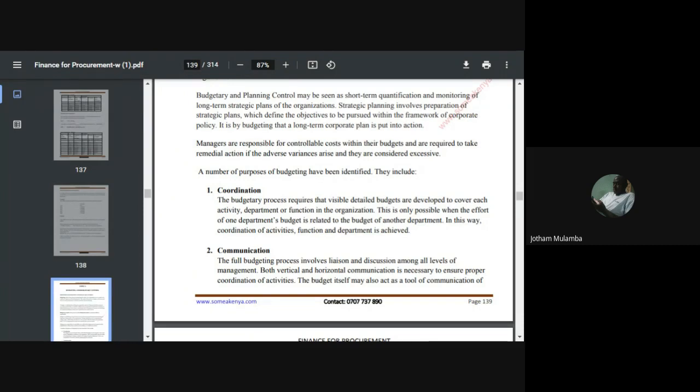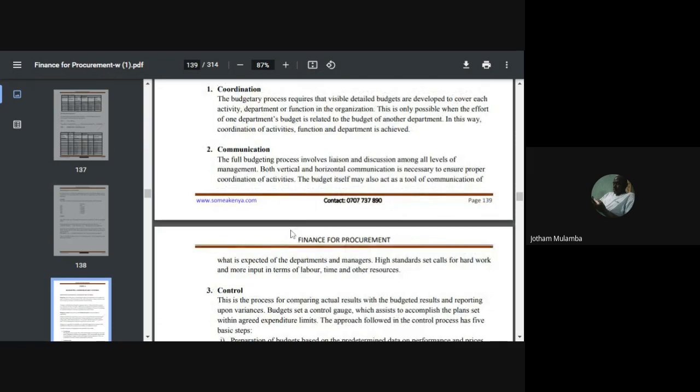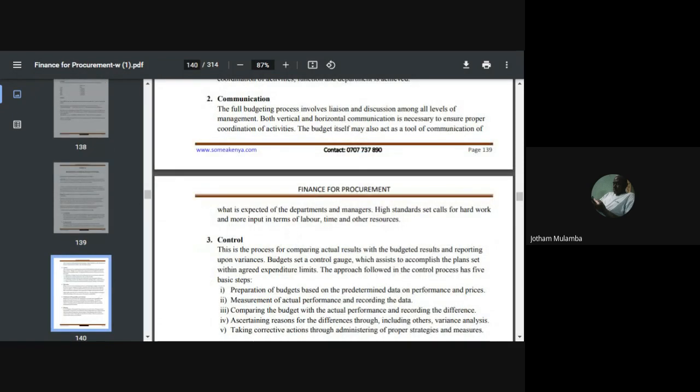Another one, it makes communication easier. Once you have a budget, it's easier for us to pass communication from one department to another. For example, if you are making a request as a procurement officer, or you have received a request from a different department that a particular item is required, then when you have a budget, it's easier for us to pass communication. We can say, yes, we would like to support you in that particular area, but now because of constraints, we are not able to supply you. So it becomes easier for us to pass that communication.